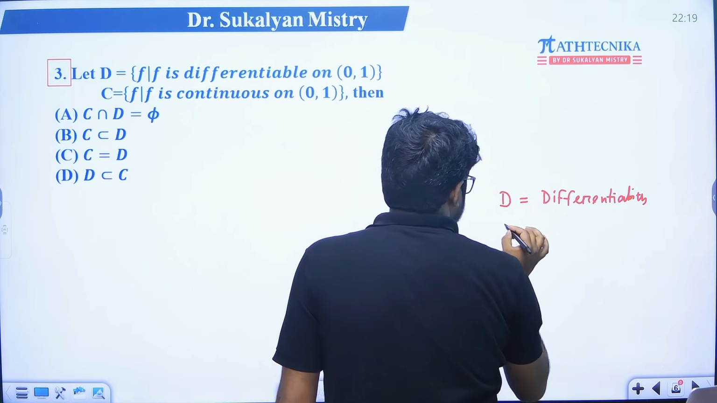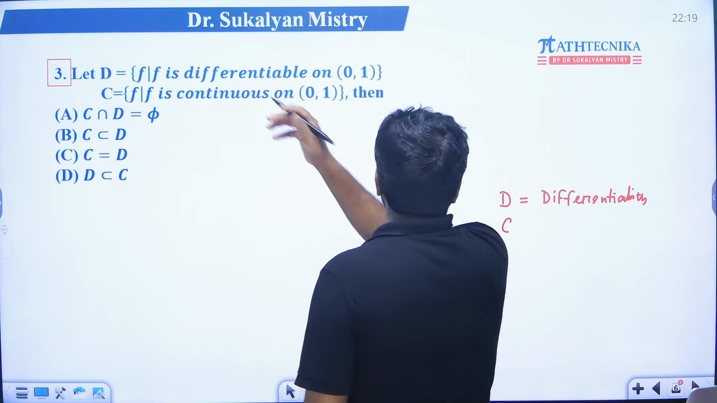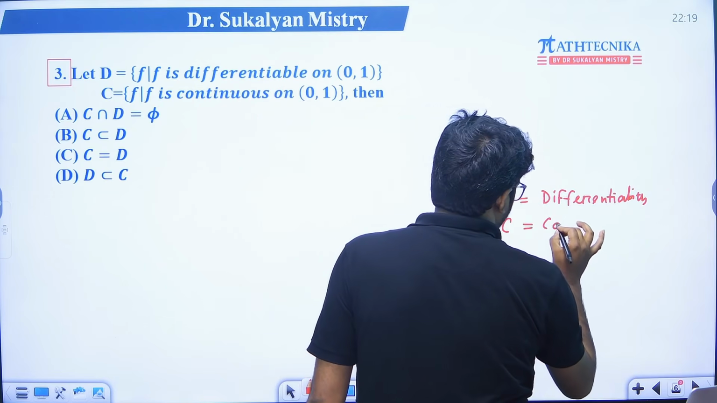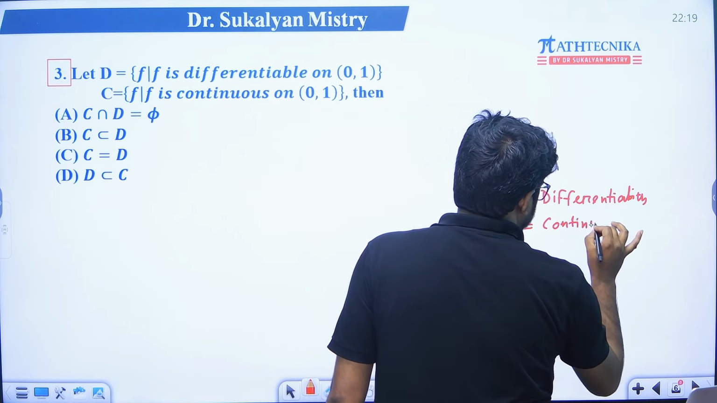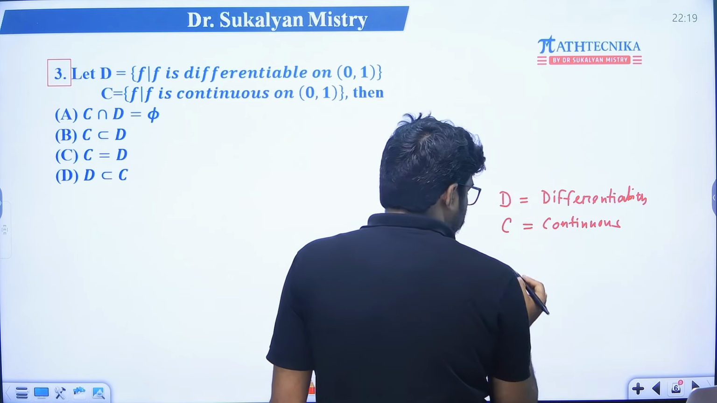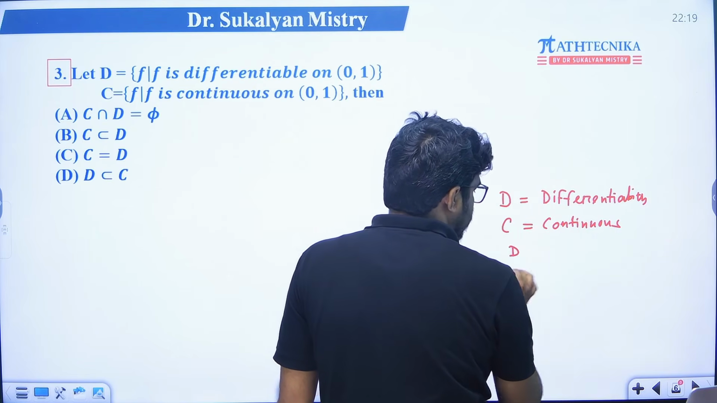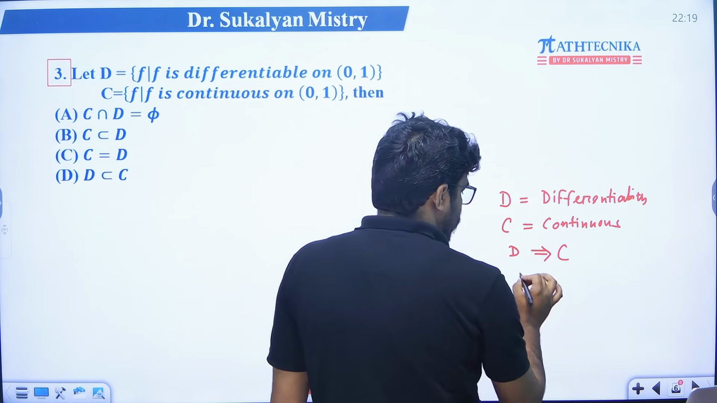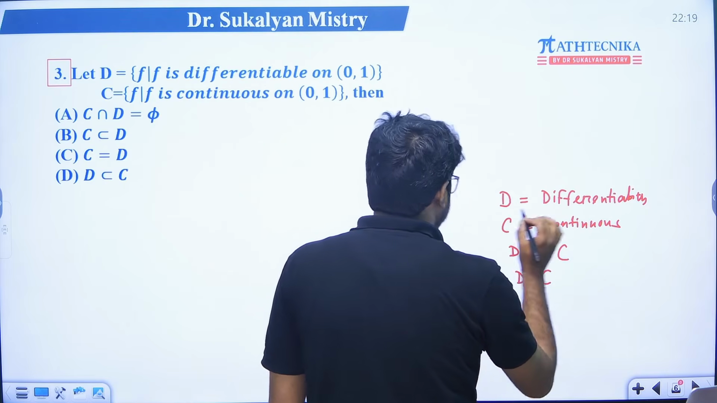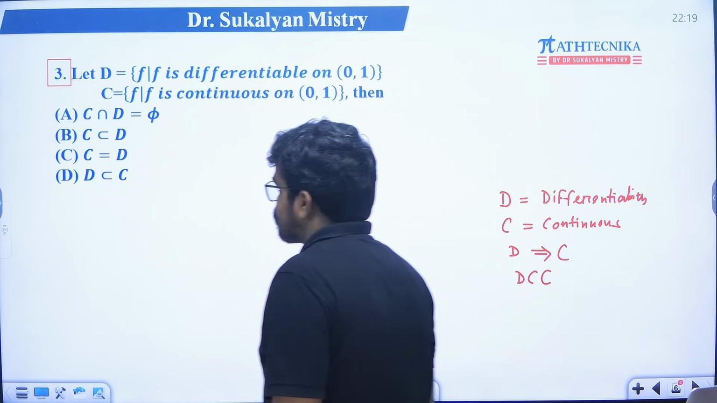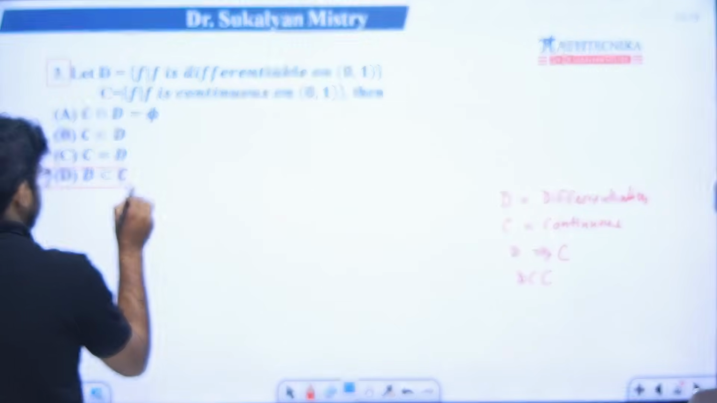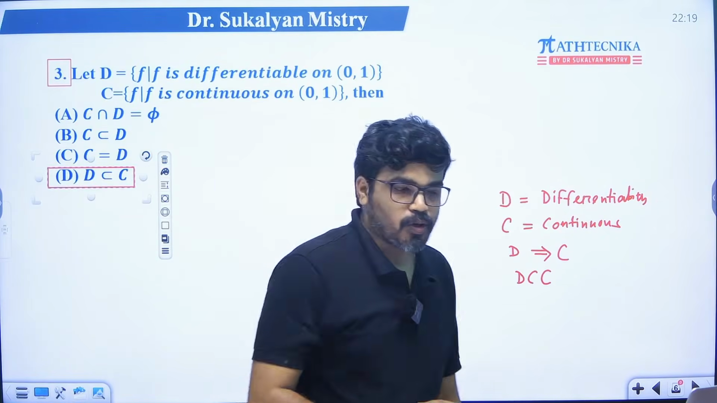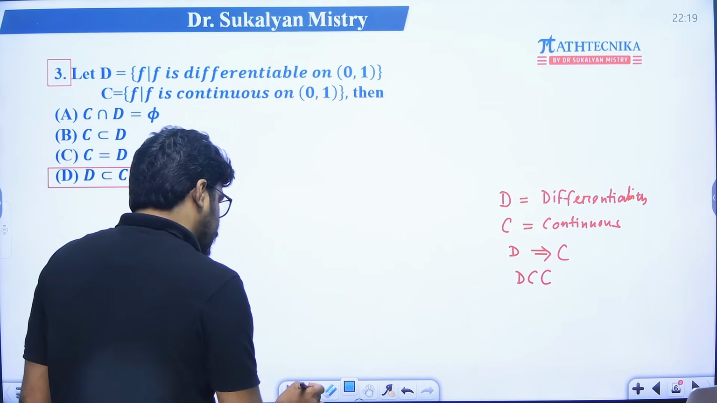And C is the set of all continuous functions. We know that every differentiable function is continuous, that is D implies C, so D is a subset of C. So option D is the correct answer. Getting my point? Because every differentiable function is continuous.